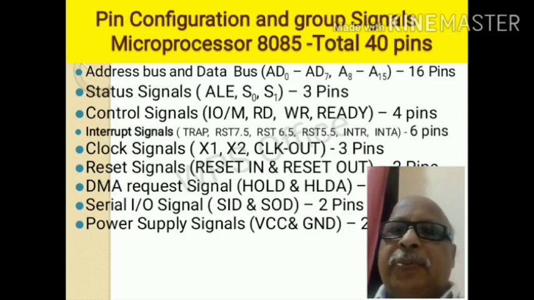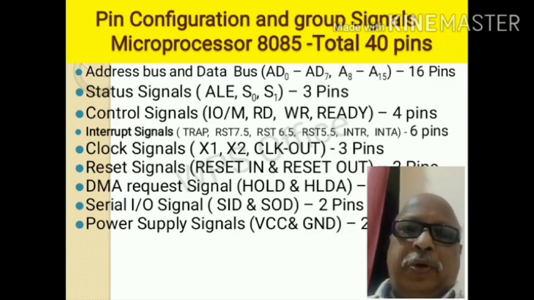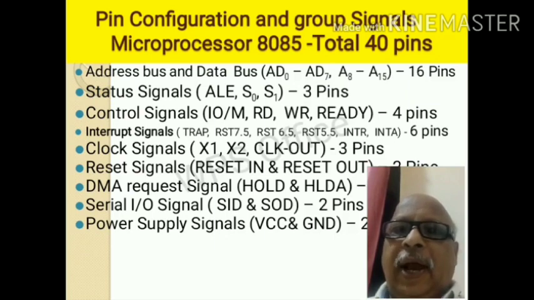TRAP is the highest priority interrupt signal, and INTA is the interrupt acknowledgement in response to the INTR. Then clock signals are there. 3 pins for clock signal, that is X1, X2 and CLK out. Reset signal, 2 pins are there, reset in and reset out. Again there is a facility of direct memory access. That is a DMA request signal. 2 pins for that, HOLD and HLDA.